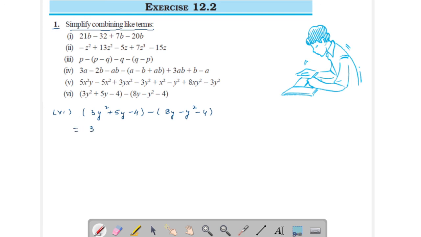We will get 3y square plus 5y minus 4. Here before the bracket there is minus sign. The sign will be changed. It will be minus 8y plus y square plus 4. Now collect the like terms. It is 3y square plus y square plus 5y minus 8y minus 4 plus 4.